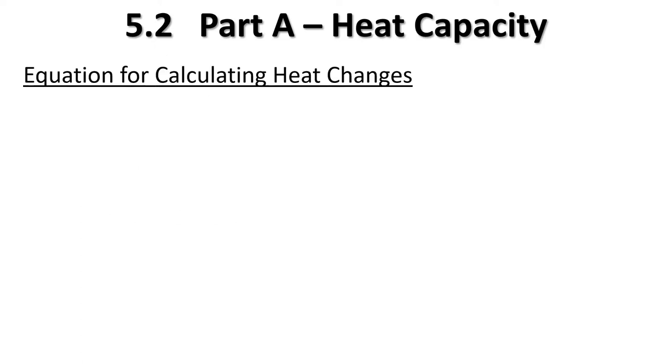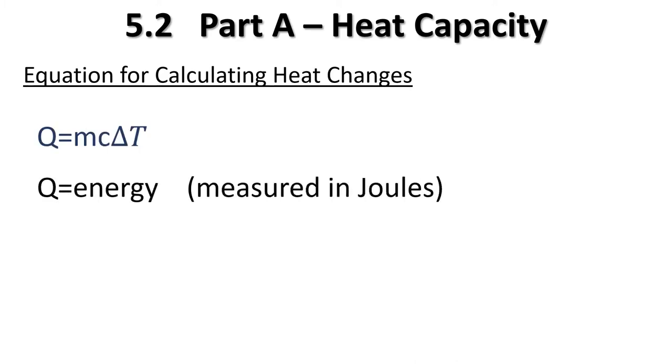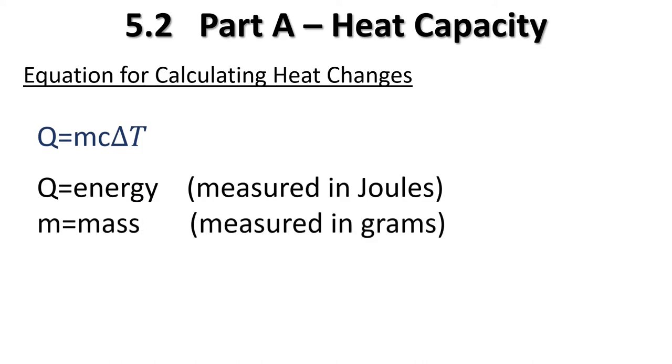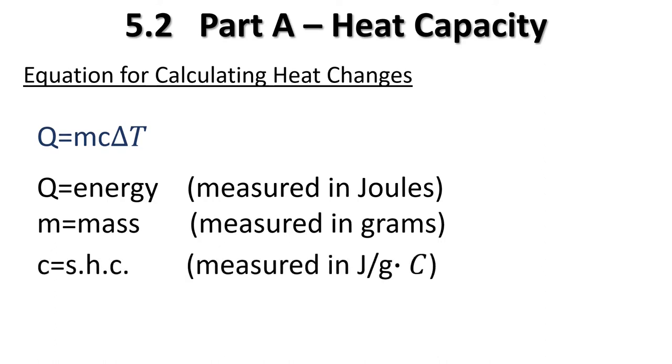So we have an equation to help us calculate this. Q equals mc delta T. To define all our variables, Q is energy that is measured in joules. M is mass that needs to be measured in grams. If you have something in kilograms, you need to convert. C is the specific heat capacity, the aforementioned one. And we have a delta T, which is equal to our second temperature minus our first temperature.